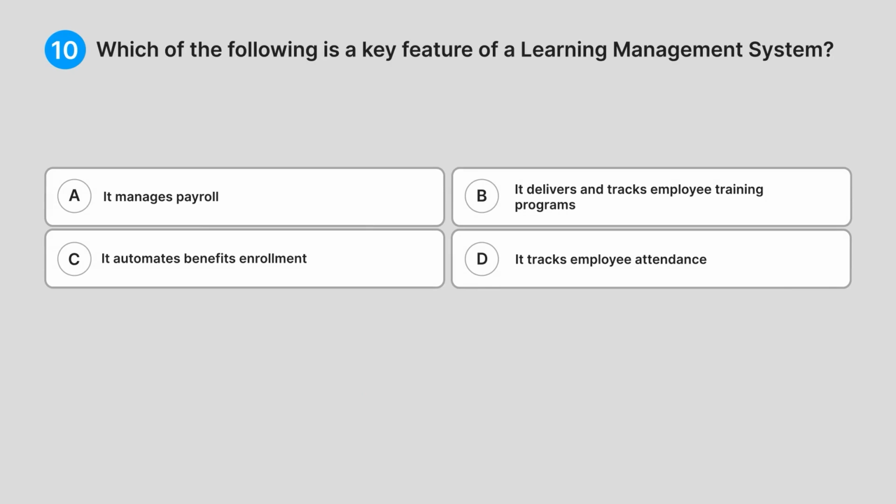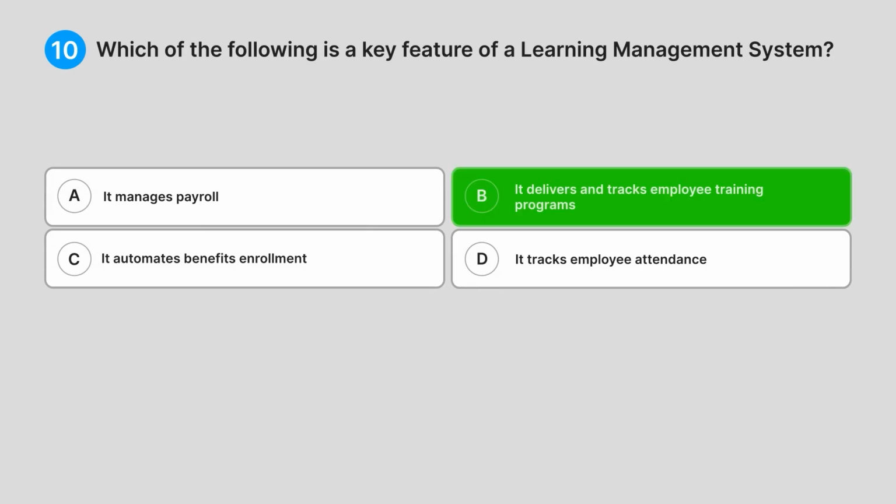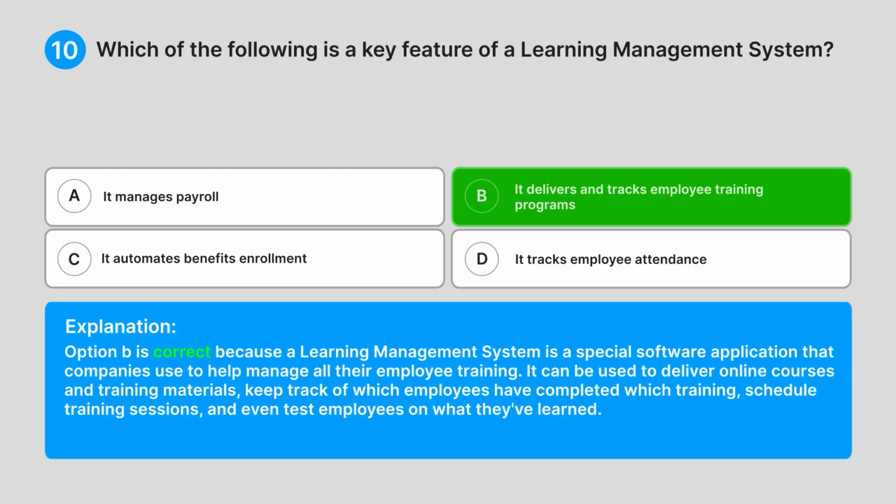Correct answer, B. It delivers and tracks employee training programs. Explanation. Option B is correct because a learning management system is a special software application that companies use to help manage all their employee training. It can be used to deliver online courses and training materials, keep track of which employees have completed which training, schedule training sessions, and even test employees on what they've learned.